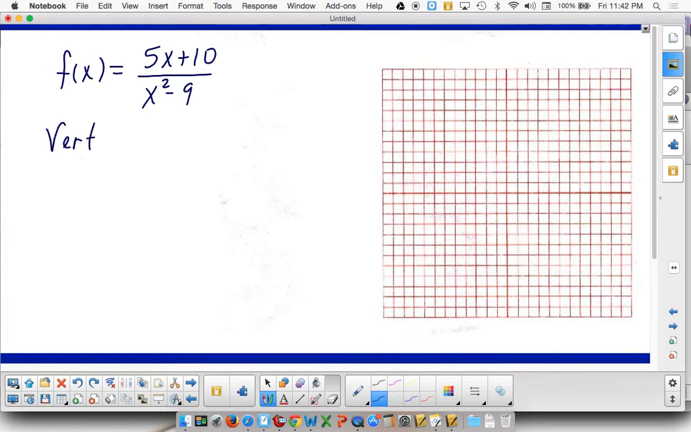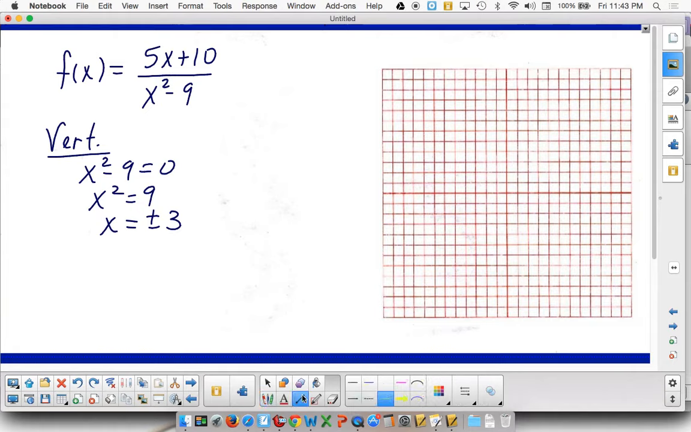Let's, of course, do verticals first. Verticals are where the denominator equals 0. This is really, really, really super duper tough. X squared is going to equal 9, so therefore I have verticals at plus and minus 3. I might as well put them on the graph as well. So at positive 3, I'm going to run an asymptote. At negative 3, I'm going to run an asymptote.